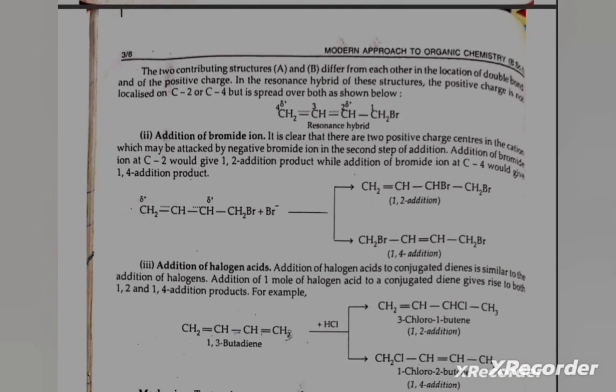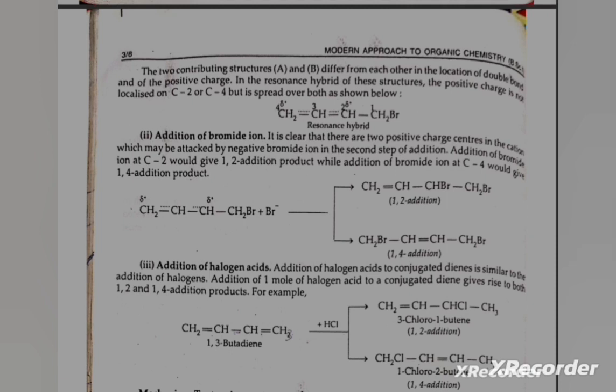The two contributing structures A and B differ from each other in the location of double bonds and of positive charge. In the resonance hybrid of these structures, the positive charge is not localized on C2 and C3 but is spread over both as shown below.